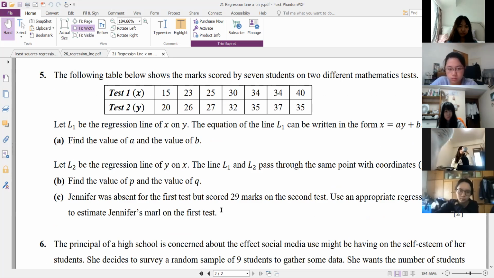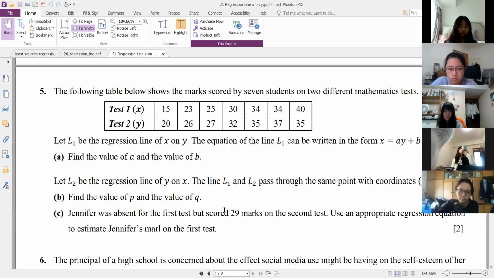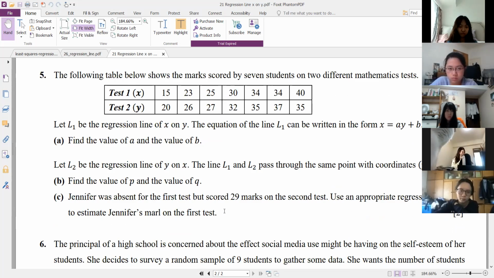This should be mark. Anyway, to estimate what Jennifer will get in the first test. Which one do you think is appropriate this time? Remember, you have found the two, X on Y and Y on X, which would be more appropriate to be used? Both of them are tests.